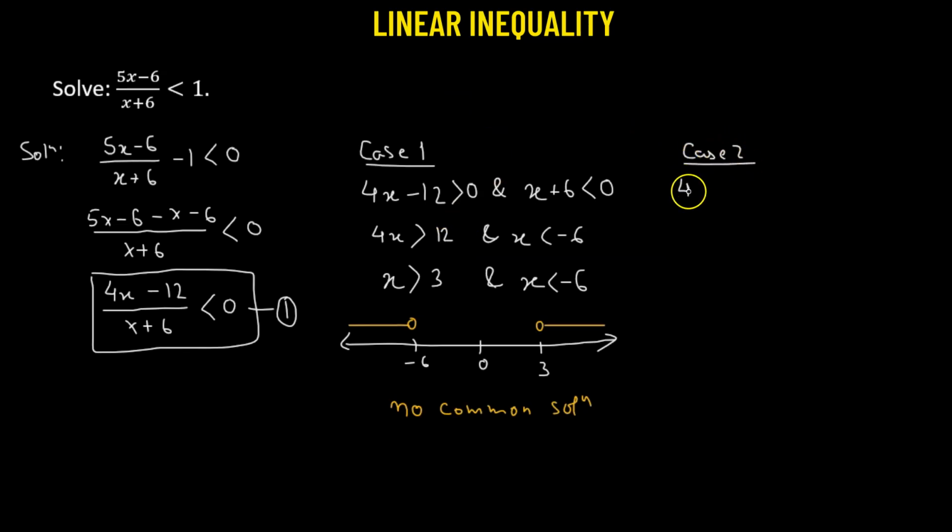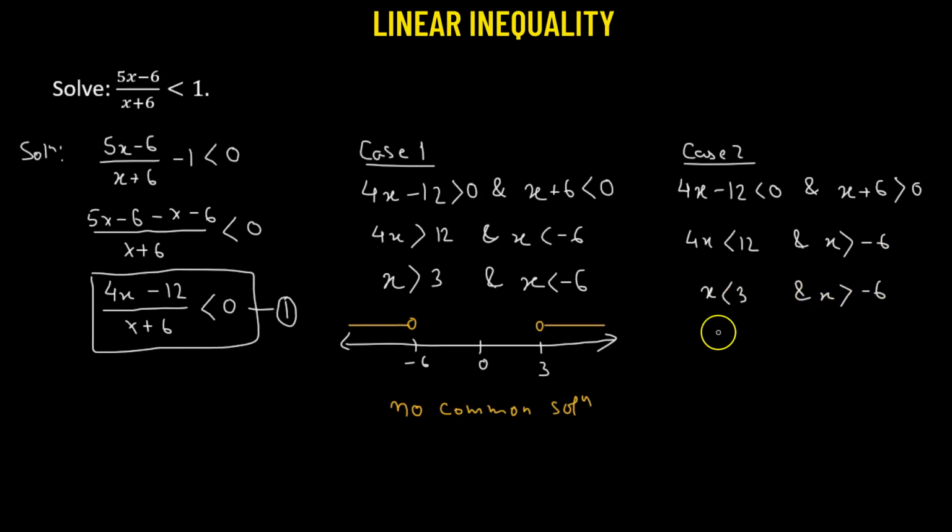Now what we'll do, we'll consider the second case, which is case number 2. This time we'll consider the numerator, which is 4x - 12, to be a negative number, and we'll consider x + 6, which is the denominator, to be a positive number. So that gives us 4x less than 12 and x is greater than negative 6. We have x less than 3 and x greater than negative 6. So let's consider our number line. On the number line, we have 0, negative 6 and 3.